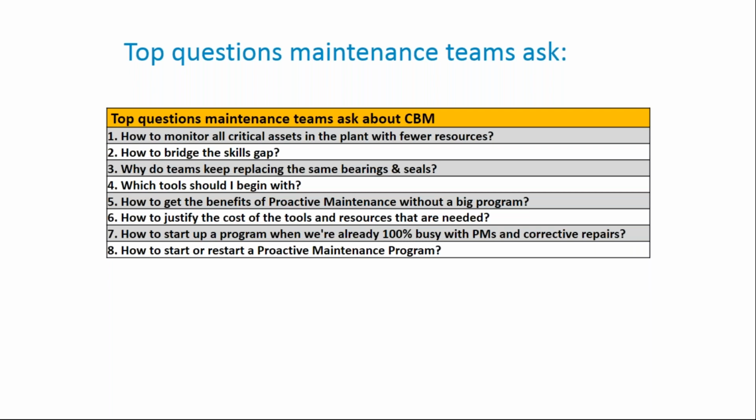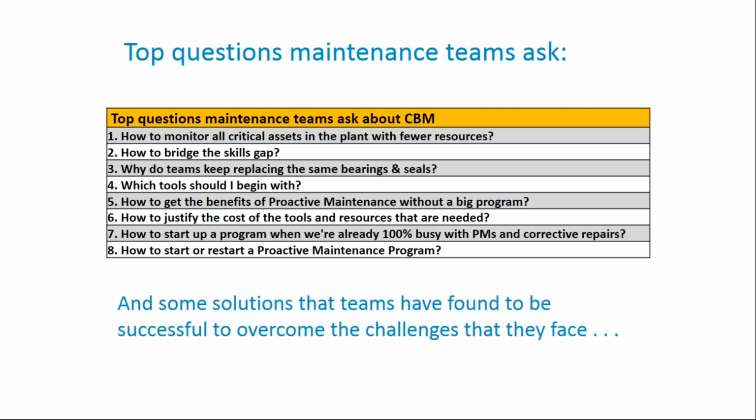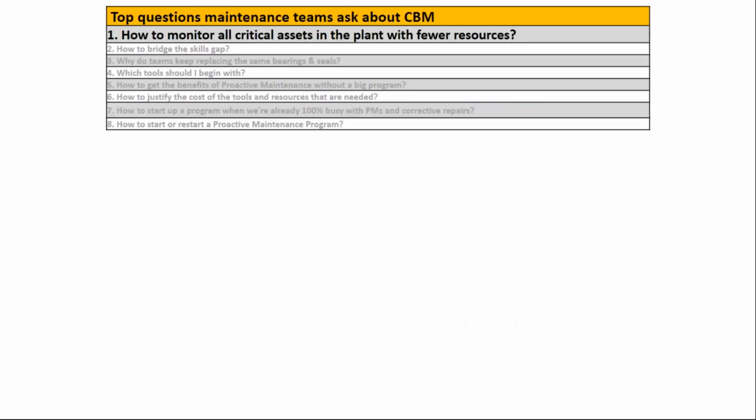How do I get the benefits of proactive maintenance without starting up a big program? How do I justify the cost of tools and resources that are needed? And how do I start up a program when I'm already 100% busy with PMs and fixing machines? And then finally, how do I restart or start a program? So we're going to look at each of these from the point of view of what some maintenance teams have found to be solutions to overcome these challenges. So let's share some best practices of what others have found to be successful.